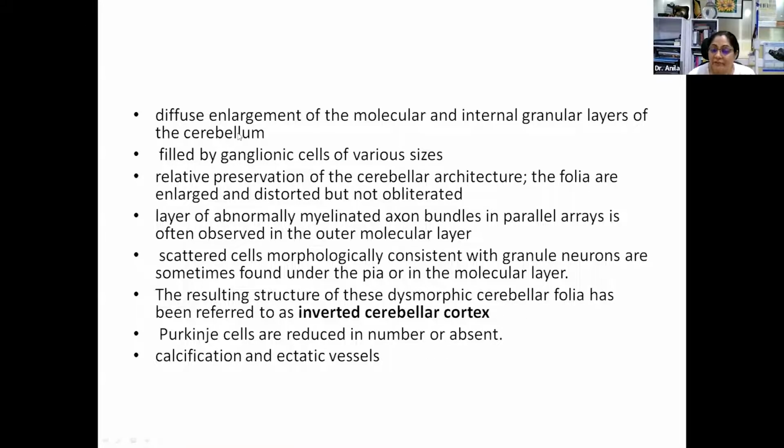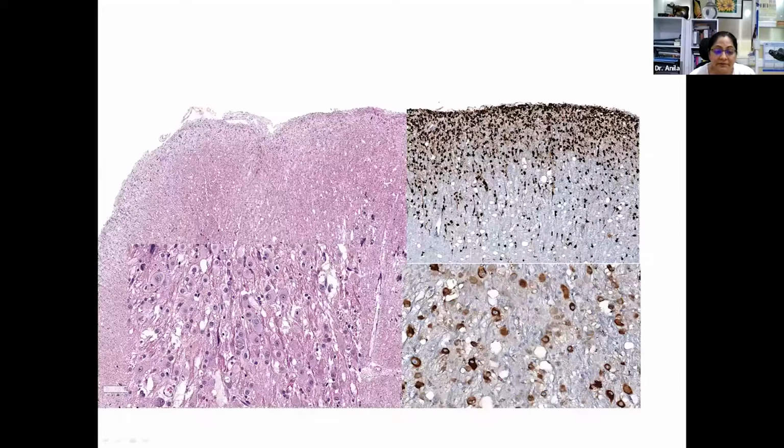And on morphology, there is diffuse enlargement of the molecular and the internal granular layers of the cerebellum, and they are filled with ganglionic cells of various sizes. There is relative preservation of the cerebellar architecture, and the folia are enlarged and distorted, but not obliterated. So this is the tumor here, one can see. These are all gangliocytes, which are expanding the cerebellar cortex.